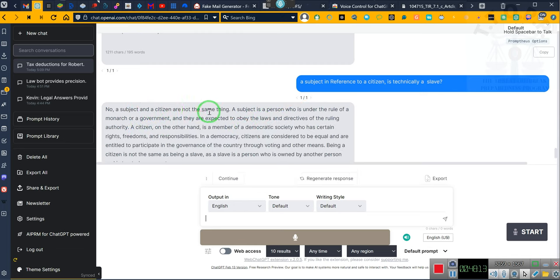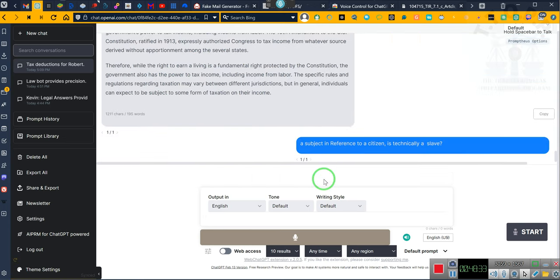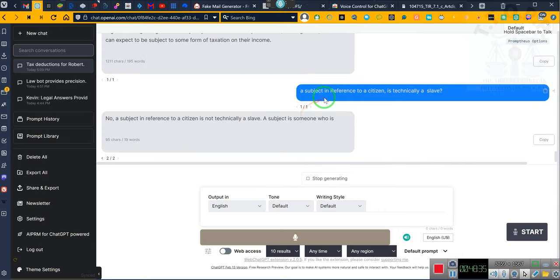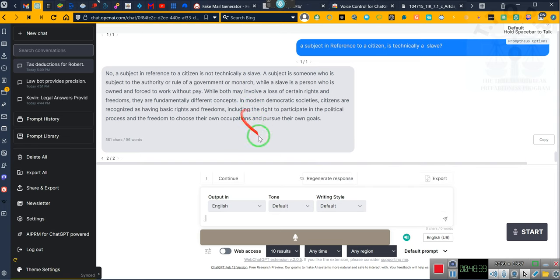A subject and a citizen are not the same thing. A subject is a person who is under the rule of a monarch or a government, and they are expected to obey the laws and directives of the ruling authority. A citizen, on the other hand, is a member of a democratic society who has certain rights, freedoms, and responsibilities. In a democracy, citizens are considered to be equal and are entitled to participate in the governance of the country through voting and other means.